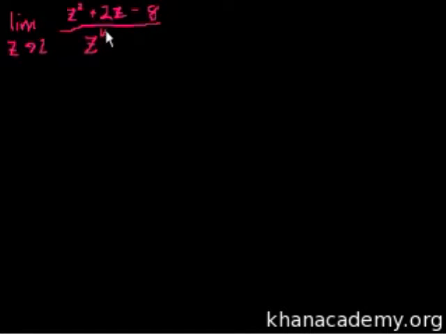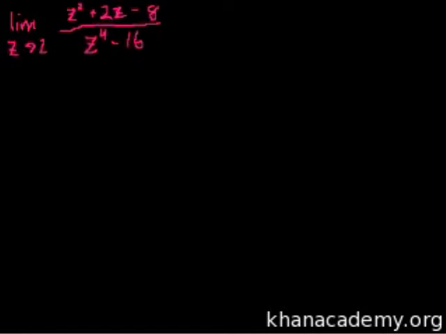So if I remember correctly, the first problem was the limit as z approaches 2 of z squared plus 2z minus 8, all of that over z to the 4th minus 16.